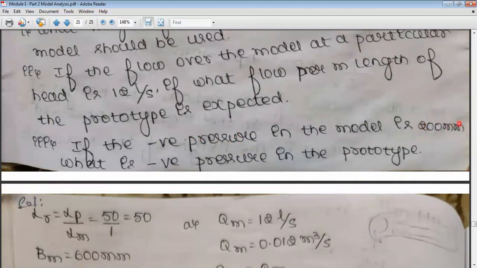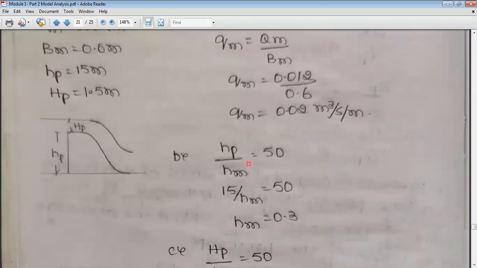So whenever the unit is given as millimeter or meter, you should use the scale ratio for length only, because the unit is meter. If the unit is Newton per meter square, the pressure can be expressed in terms of pressure head and also on the pressure. If it is given in Newton per meter square, then you should use the scale ratio for pressure. Here since the unit is millimeter or meter, you should use the length scale ratio.